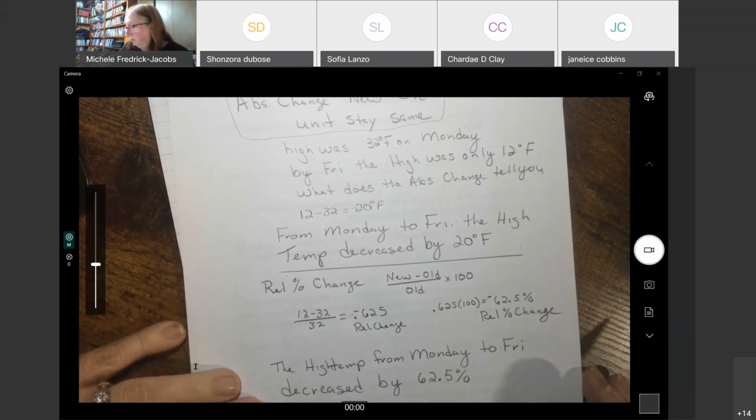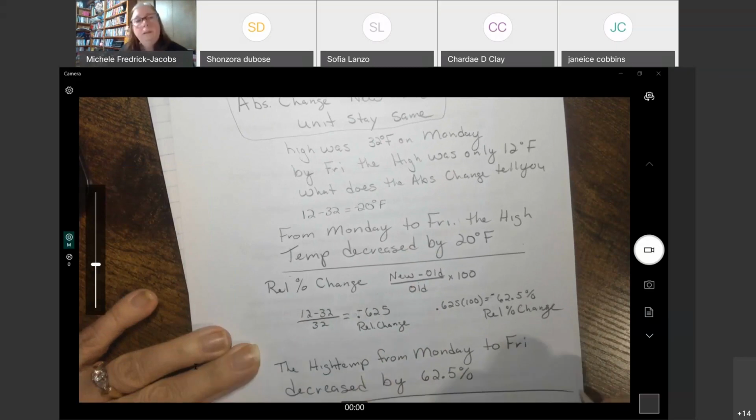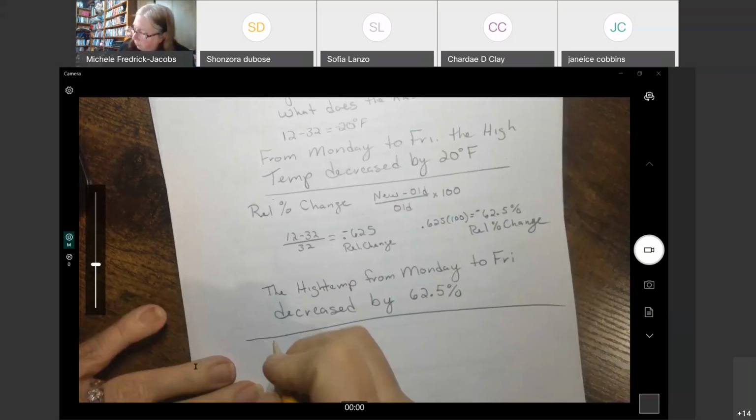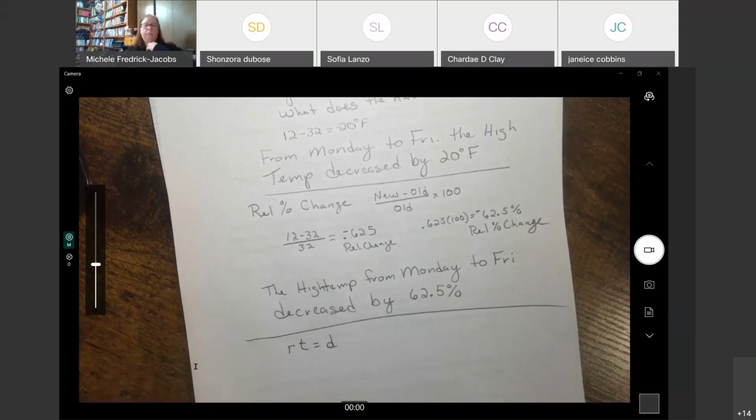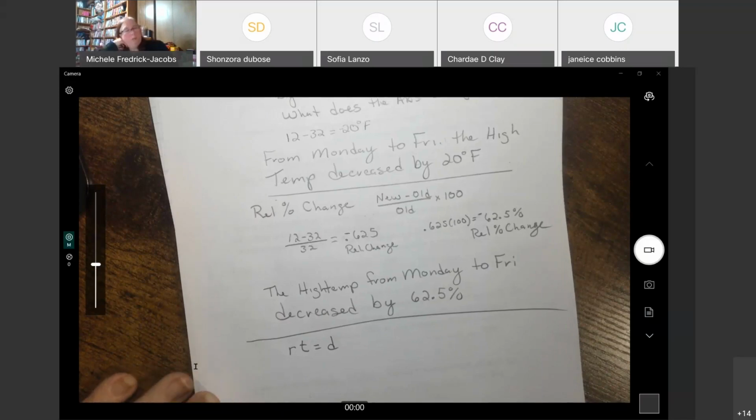The other formula, rate times time equals distance. And I can't think of any other formula. There's the one plus trick and the one minus trick, if you want to, but I don't know that you really need to write that as a formula, but you could. I can't think of any other formulas that we use.